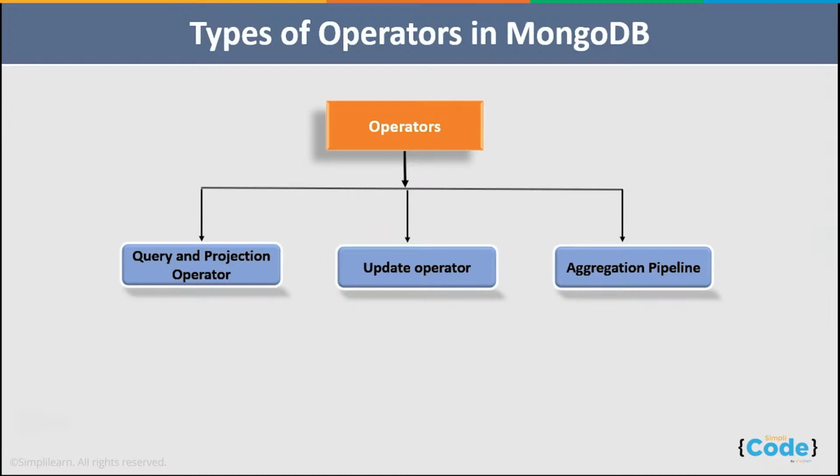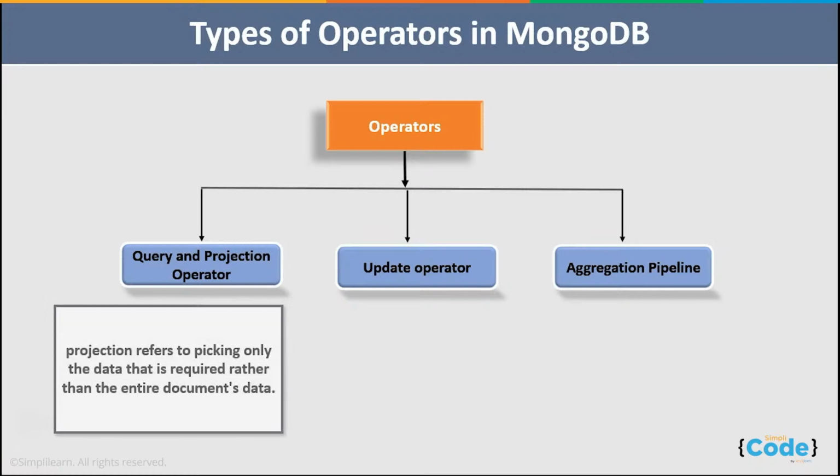Operators in MongoDB are broadly classified into three types. The first one is the query and projection operator. Next, we have the update operator, and then finally we have the aggregation pipeline operator. Now, in MongoDB, the default for queries is to return all the fields in the matching documents.